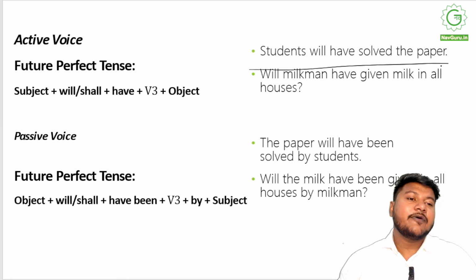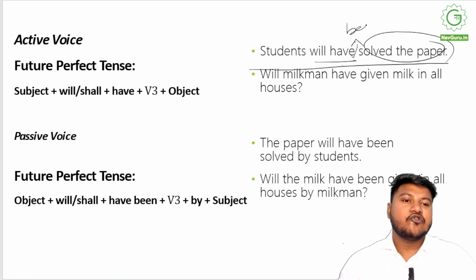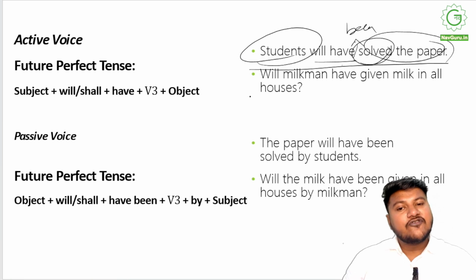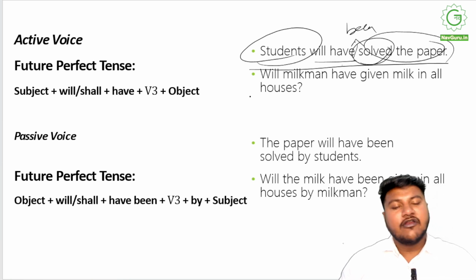Students will have solved the paper. The paper will have been solved by the students. Simple. See, perfect tense also uses V3 in its original state. So here you do not even have to change the verb. It will remain the same.